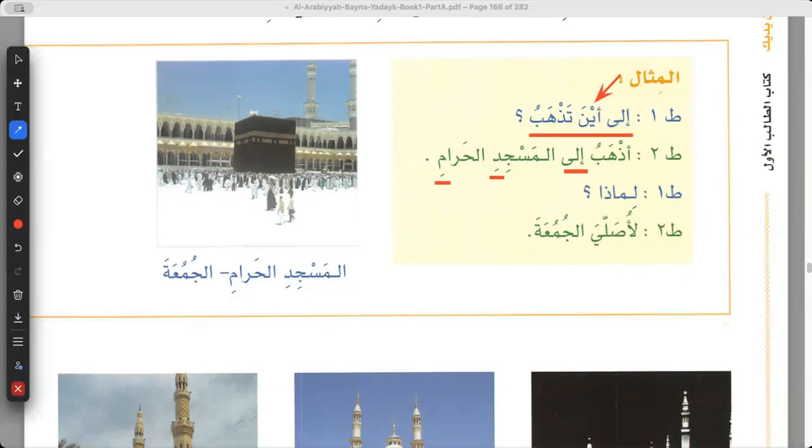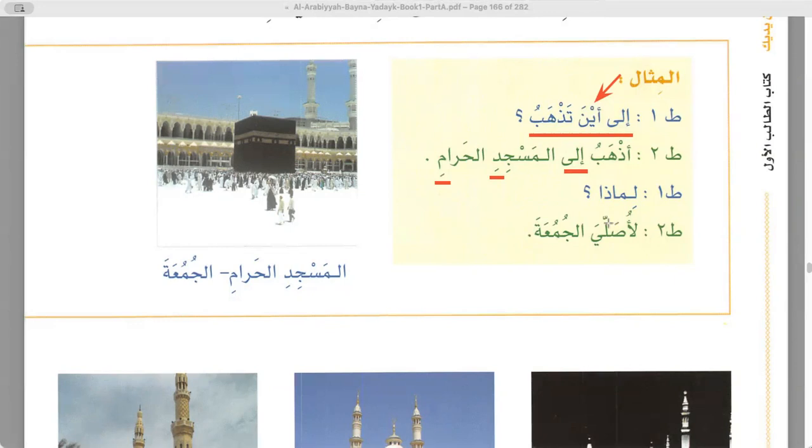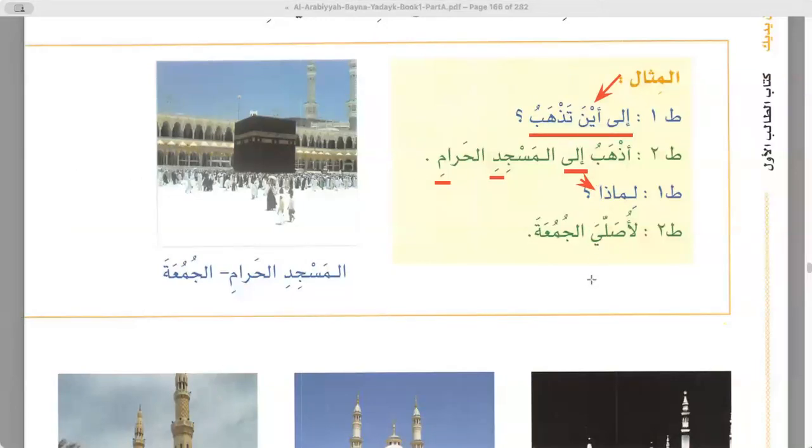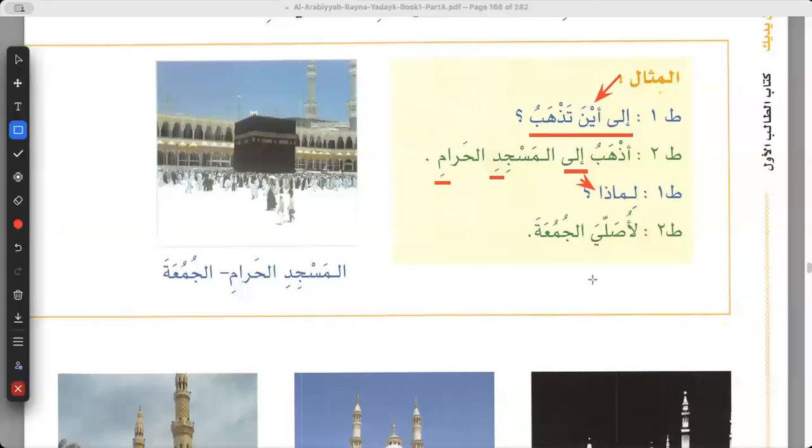إلى أين تذهب؟ أذهب إلى المسجد الحرام. لماذا؟ لأصلي الجمعة. Where are you going? I'm going to المسجد الحرام. لماذا? Why? That is, why are you going there? لأصلي الجمعة. To observe Juma prayer.